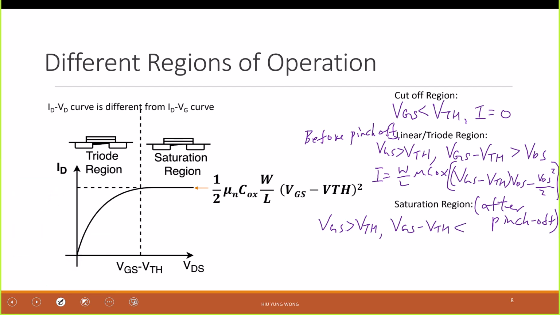This should be smaller than VDS, right? I keep saying the wrong thing. Again, triode or linear is when VGS minus VTH is larger than VDS, right? It means your VDS is still small, so you're linear. Now my VDS is large. How large? Larger than VGS minus VTH. Then you go to saturation, and the equation becomes this.